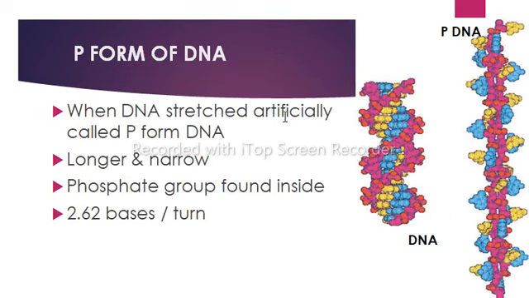Last one is P form of DNA. When this DNA is stretched artificially, P form of DNA comes into existence. This form of DNA is longer and narrow. The phosphate groups are present inside in pDNA, and the nitrogen bases are present near the surface of the helix, and also they have 2.62 bases per turn.